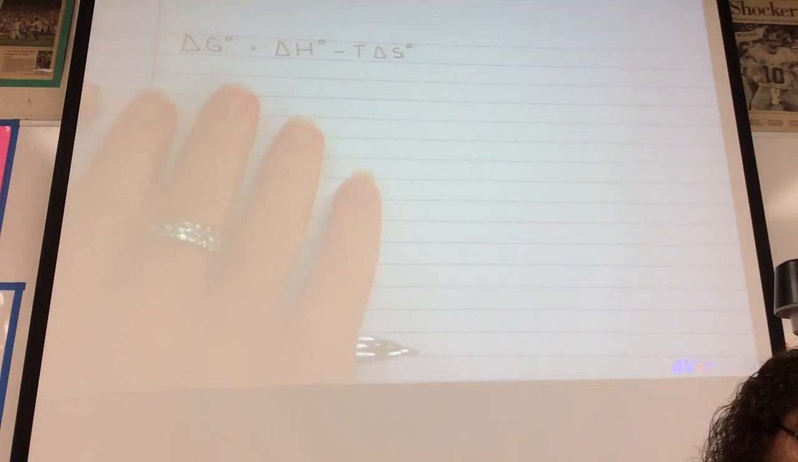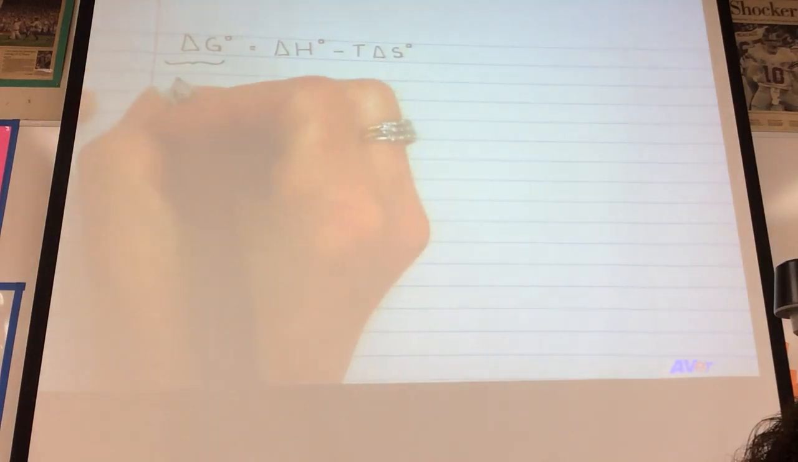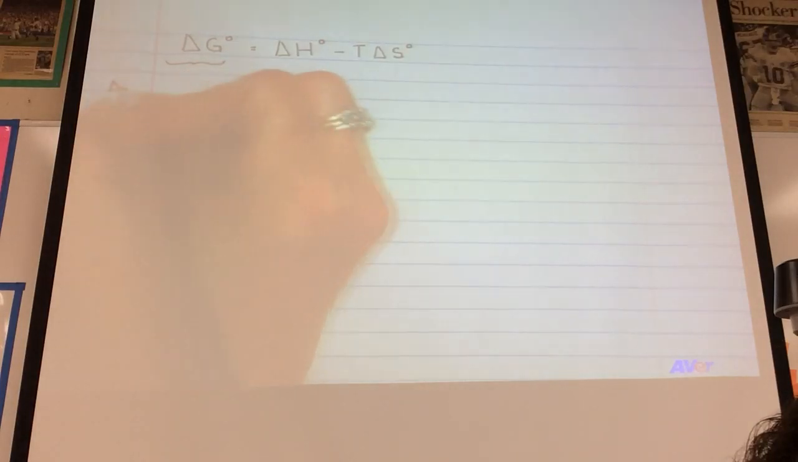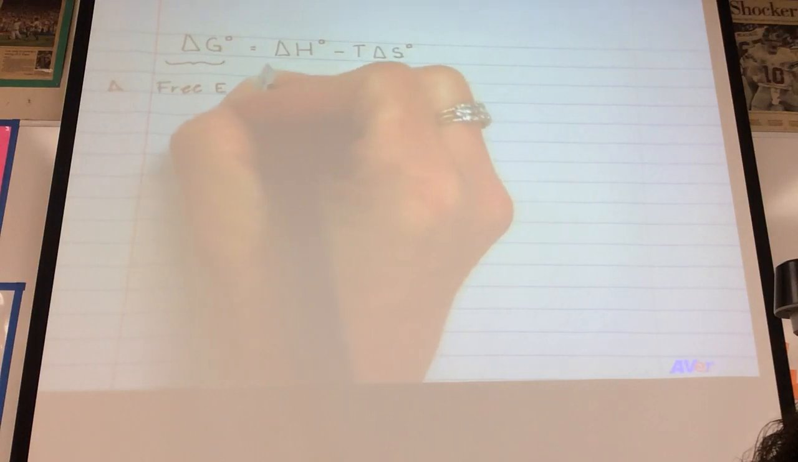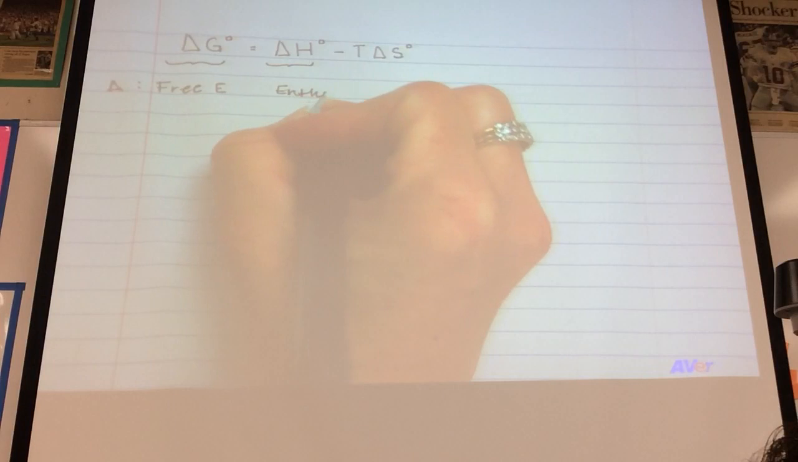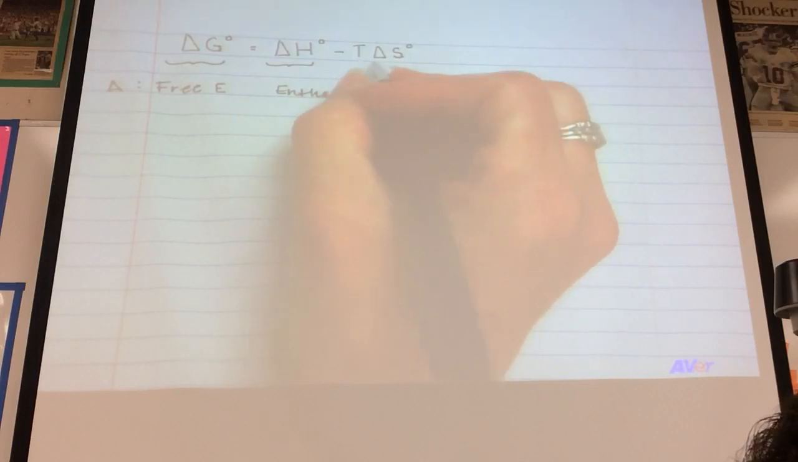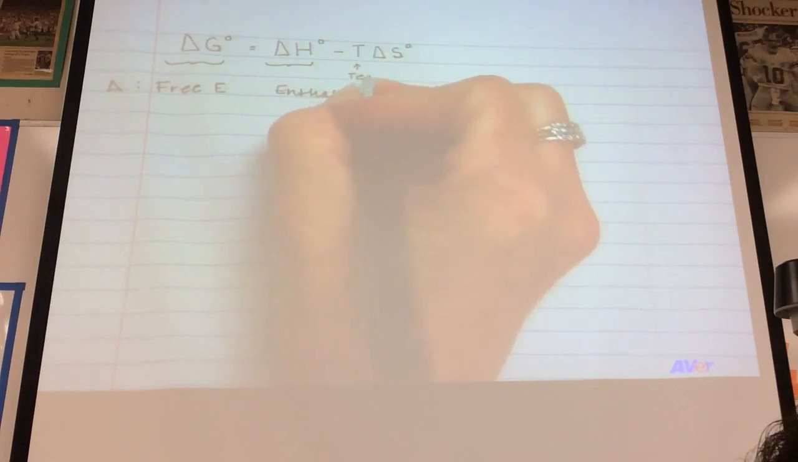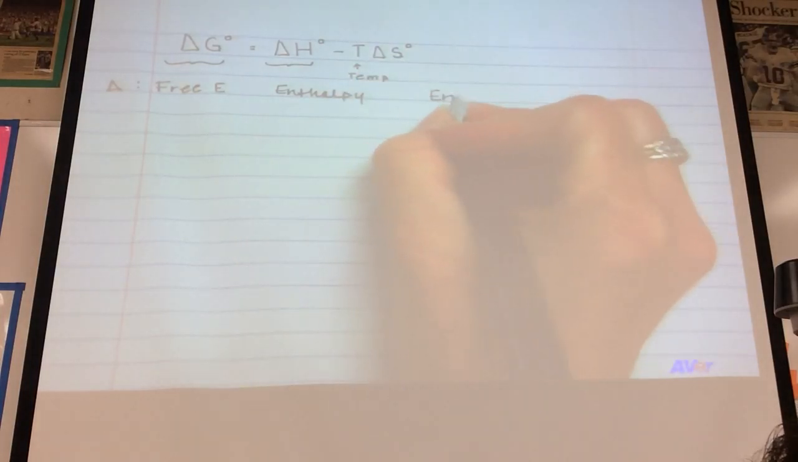We said previously in regard to these terms, delta G is the change in free energy, the energy available to do work; delta H, the change in enthalpy, is a measure of heat content of the system at constant pressure; T is temperature; and then delta S is the change in entropy.